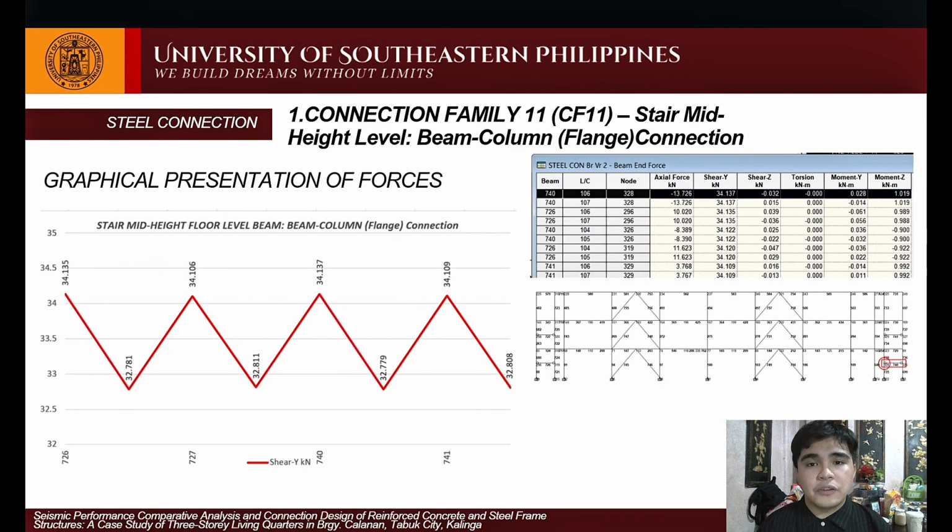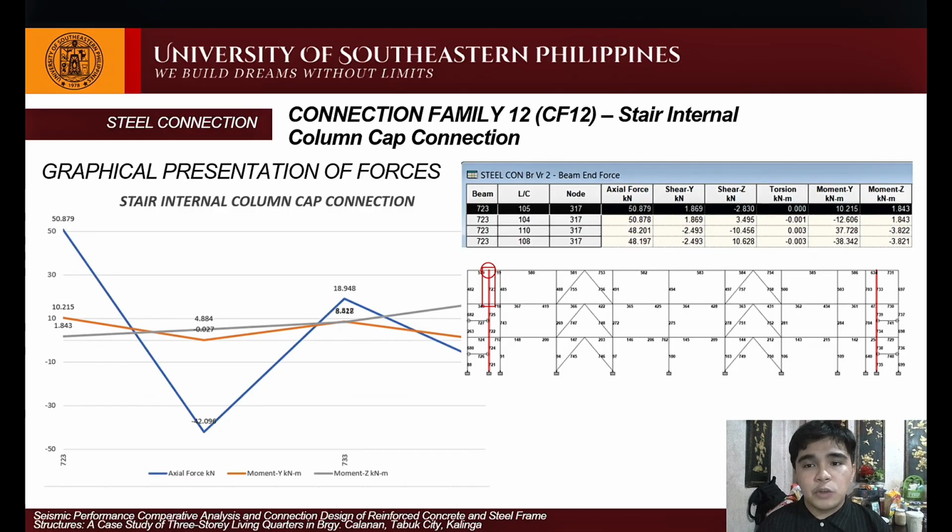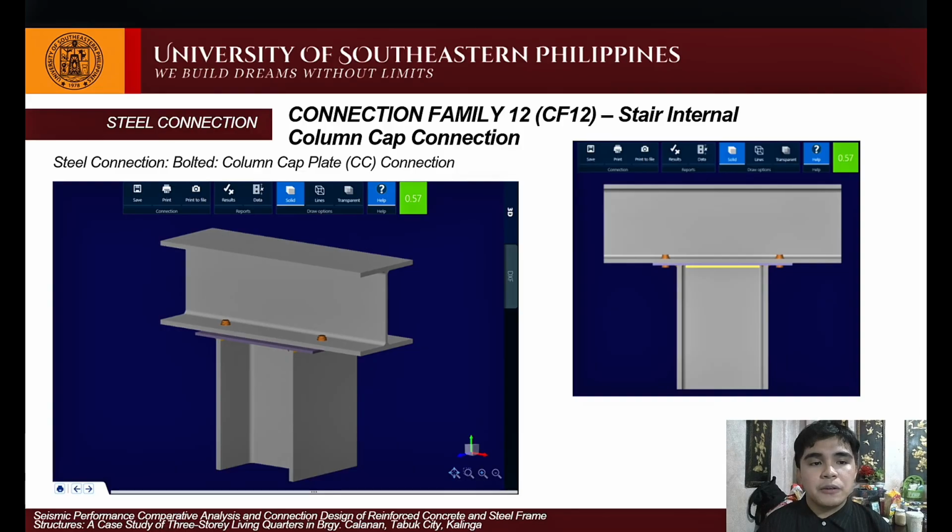Connection family number 11 is the stair mid-height beam-column flange connection, with the governing beam shown in the graph, and the design of the single plate beam-column flange (SPBCF) connection with a utilization ratio of 0.48. Connection family number 12 is the stair internal column cap, with the location of the representative column, and here we have the bolted column cap plate (CC) connection with a utilization ratio of 0.57.